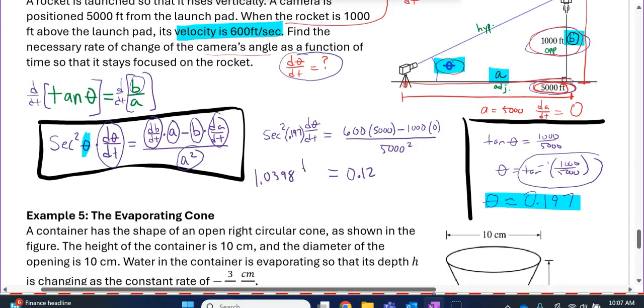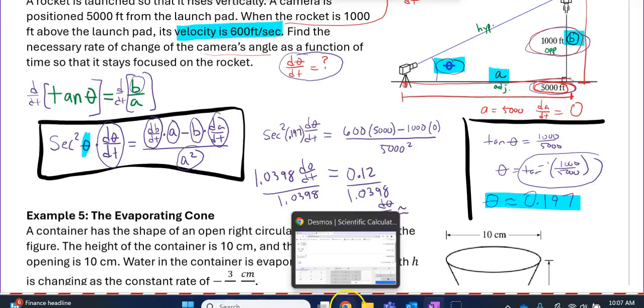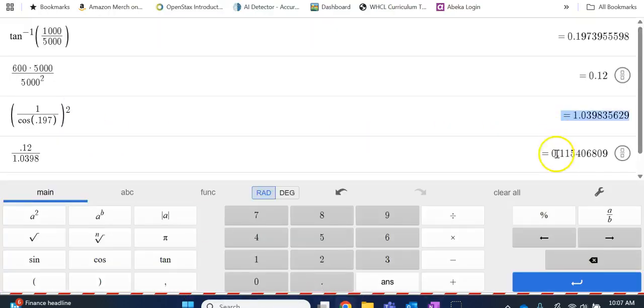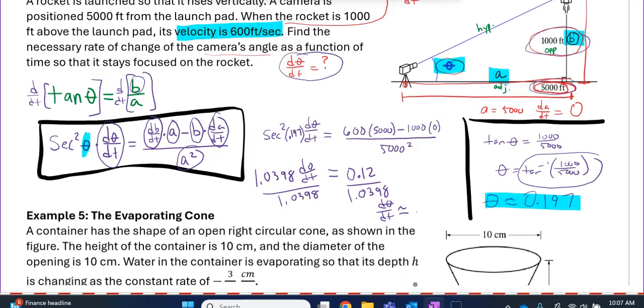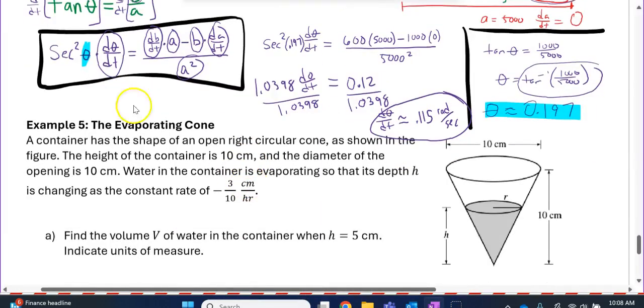1.0398 d theta dt, dividing both sides by 1.0398. Again, we're approximating here. Then d theta dt is approximately, going back to Desmos, I did that ahead of time, this bottom one, I'm going to just round off to 0.115. That's an approximation, so 0.115. And I did this all in radians, so this would be radians per second. A lot going on with that problem, so meditate on that, rework through that one.